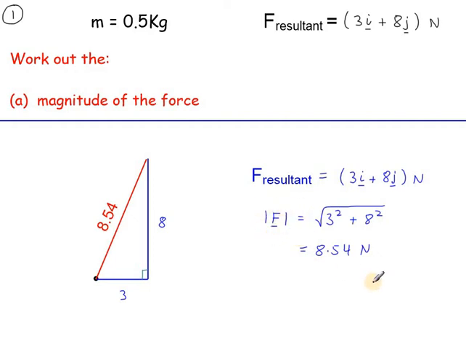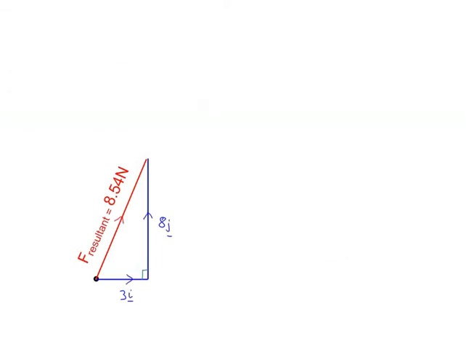So 8.54 newtons. So the diagram in vector form is like this. So along here we have a force of 3i newtons, and then along here we have a force of 8j newtons. The resultant force is 8.54 newtons, that's the magnitude, and its direction is given by this red arrow. So we have the size or magnitude of every force, 3 newtons, 8 newtons, 8.54 newtons, and the direction of each force given by these arrows.